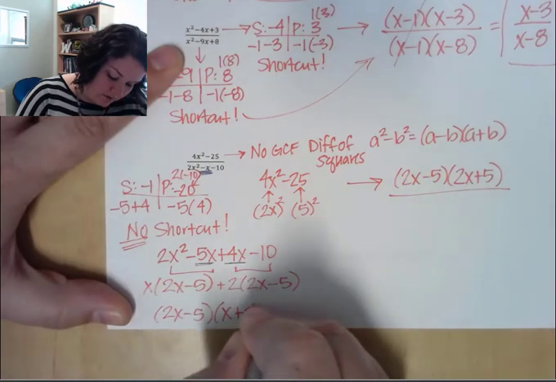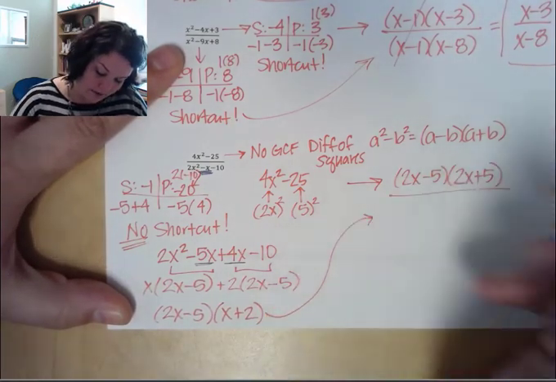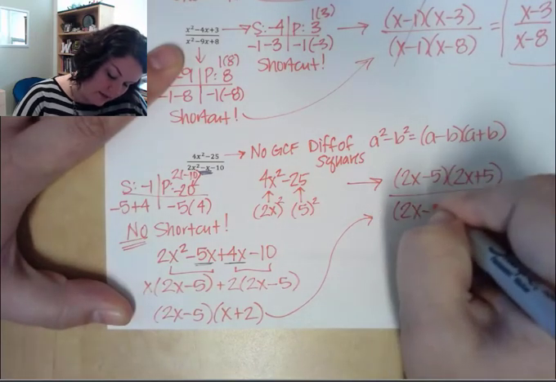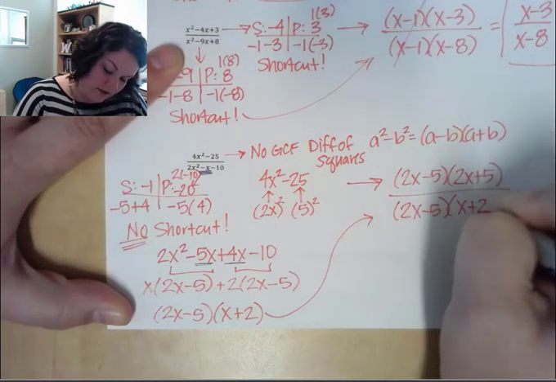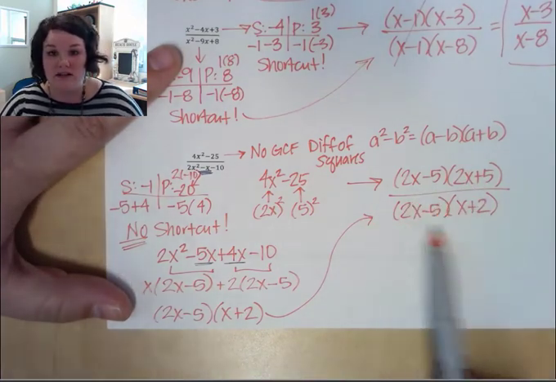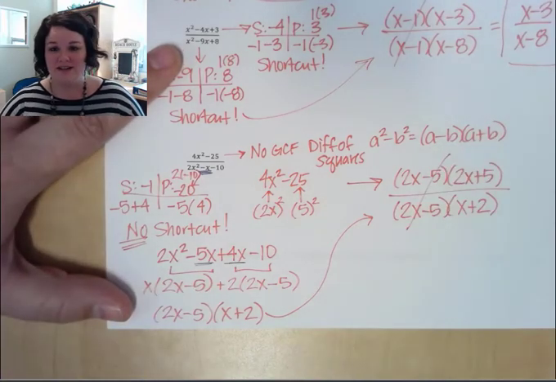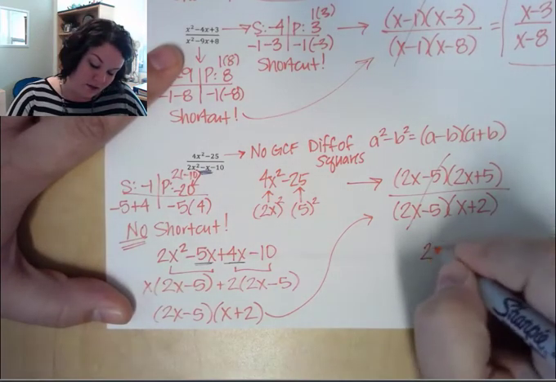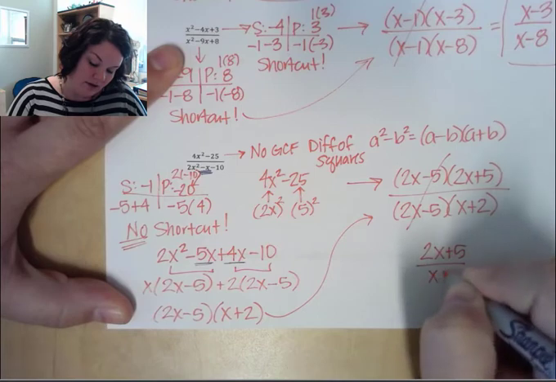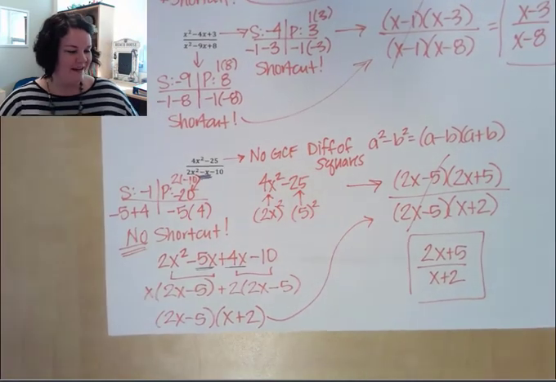So I want to put my leftovers in parentheses. Okay, so I'm going to go ahead and put that up here. So we have 2x minus 5 and x plus 2. So now that we've completely factored the top and we've completely factored the bottom, now we can go ahead and reduce common factors. And what we're left with is 2x plus 5 on the top and x plus 2 on the bottom. Okay, not too bad, hopefully.